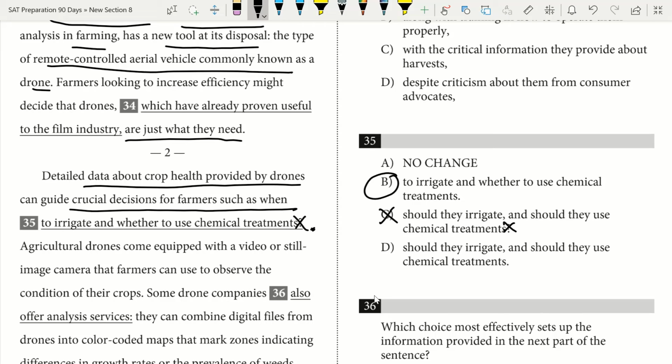Now, providing information that can guide crucial decisions for farmers, such as when to irrigate, is correct. We wouldn't say such as when should they irrigate. We would say when to irrigate. So the correct answer there is going to be B.